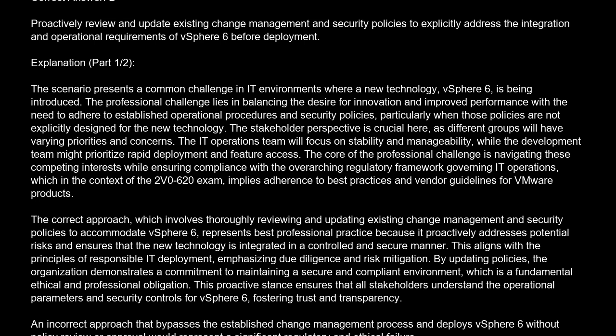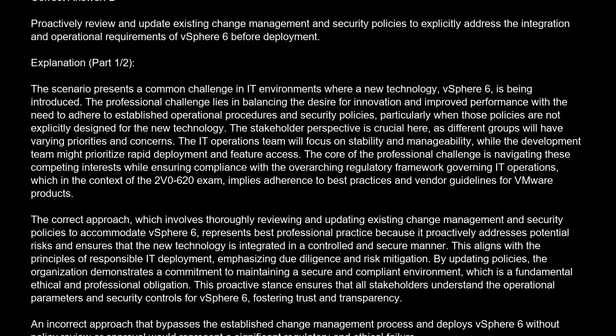The IT operations team will focus on stability and manageability, while the development team might prioritize rapid deployment and feature access. The core of the professional challenge is navigating these competing interests while ensuring compliance with the overarching regulatory framework governing IT operations, which in the context of the 2V0-620 exam implies adherence to best practices and vendor guidelines for VMware products.